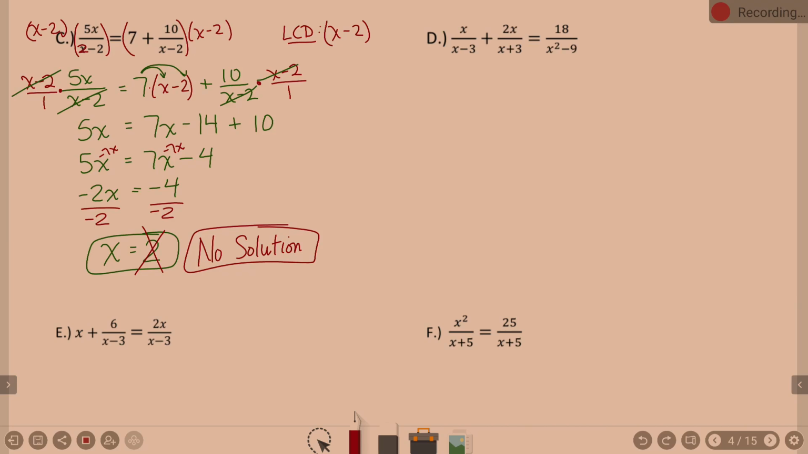Okay. Let's look at D. What about D? Find the least common denominator. Okay. And before we find that least common denominator, what do you notice? You got a factor. Yeah, x squared minus 9 factors, doesn't it? Yep. Minus plus 3. X plus 3, x minus 3.